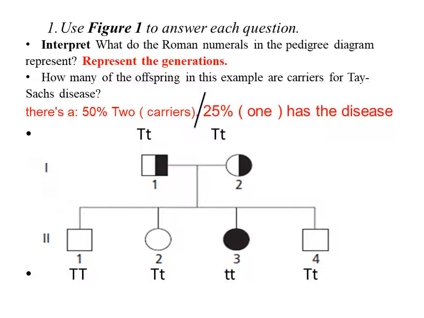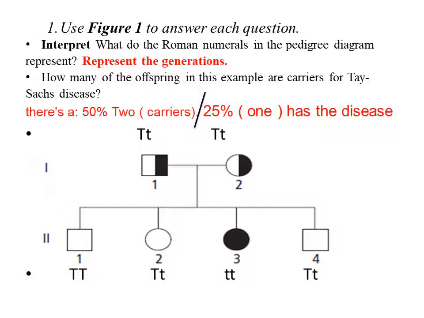This pedigree diagram says the parents are shaded, so they are carriers. So they have heterozygous alleles. And I wrote here the letter T. Capital T, small t is a carrier. Capital T, small t is a carrier. How did I know? Because the circle and square are half shaded. So they are carriers, so they have heterozygous alleles.